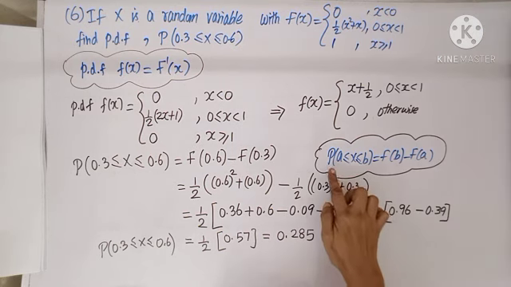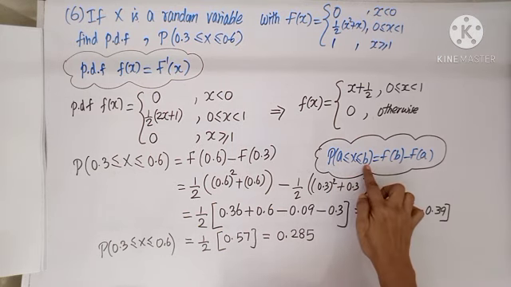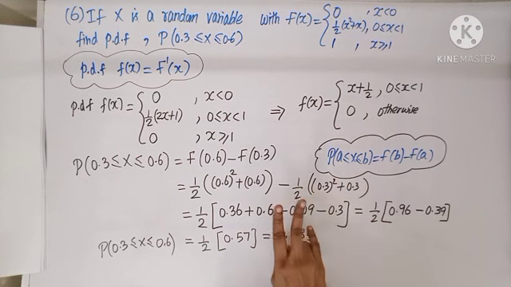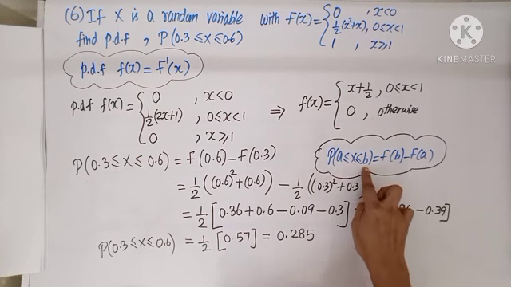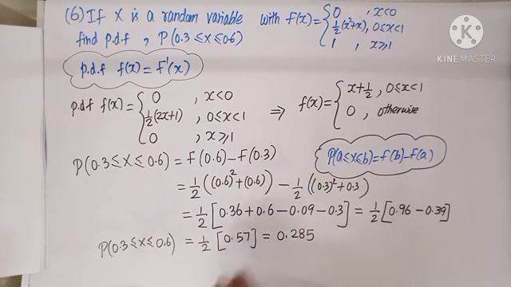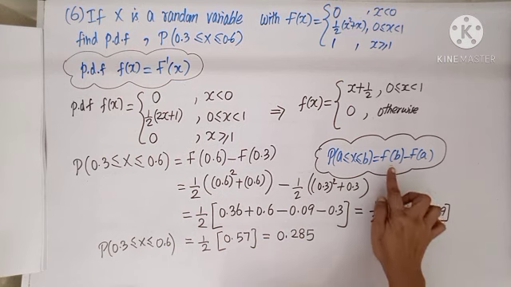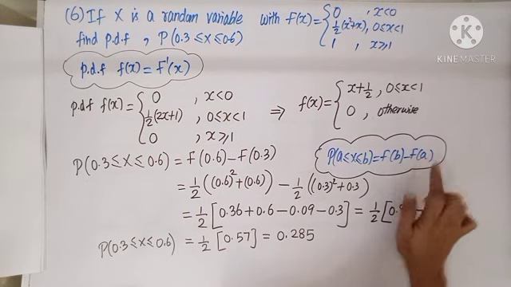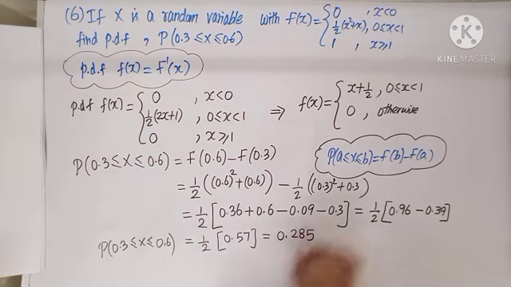So whenever we are given P of a to b, there are two methods: the integral a to b of small f of x dx, or capital F of b minus capital F of a. So whichever method you prefer, you can do it.